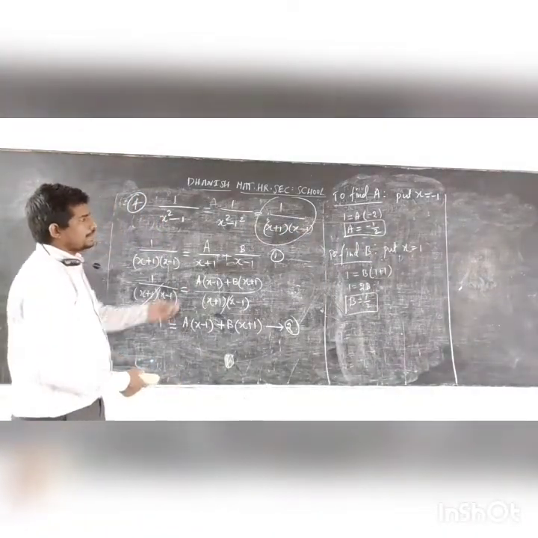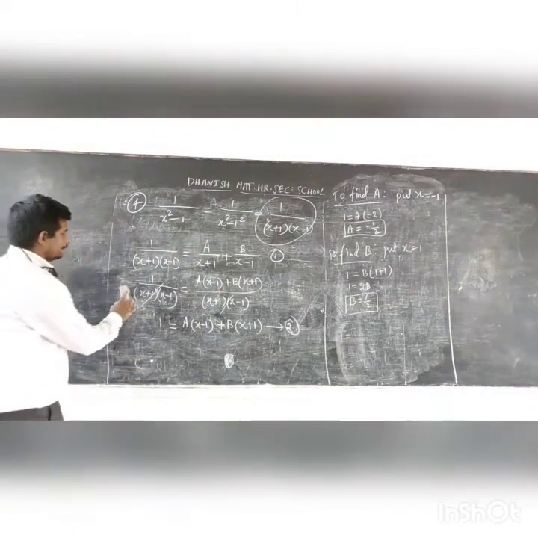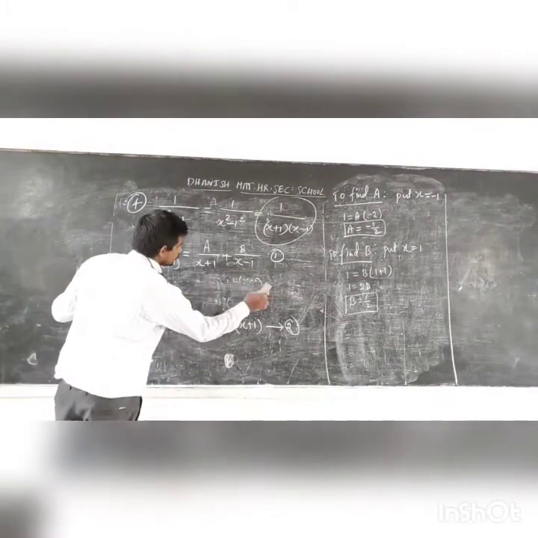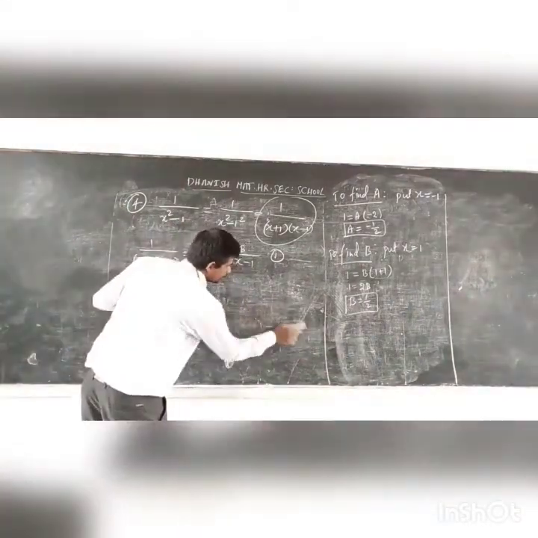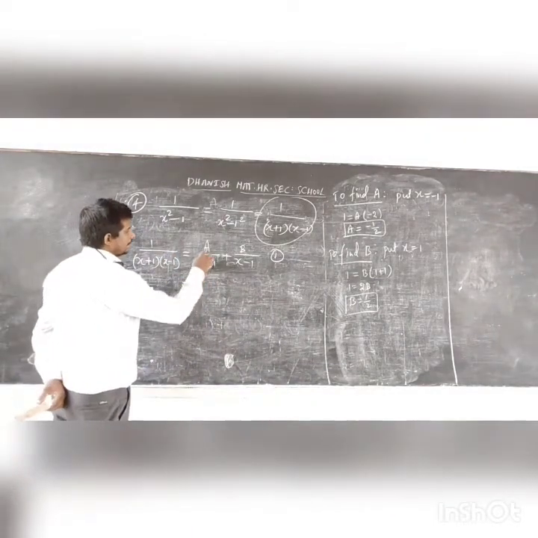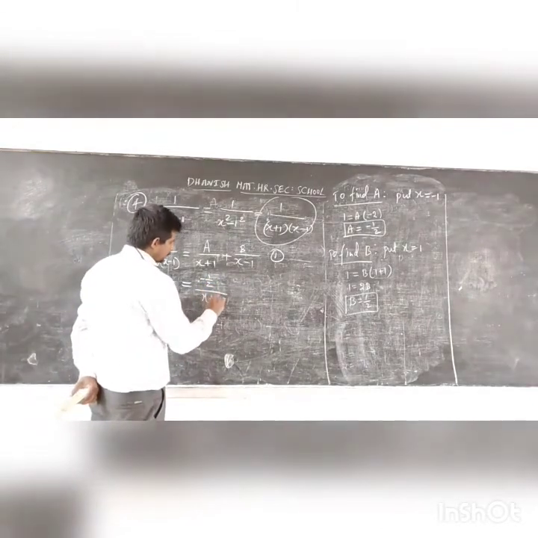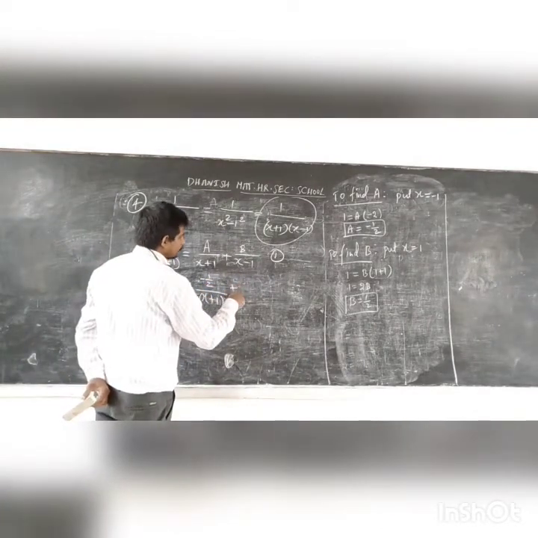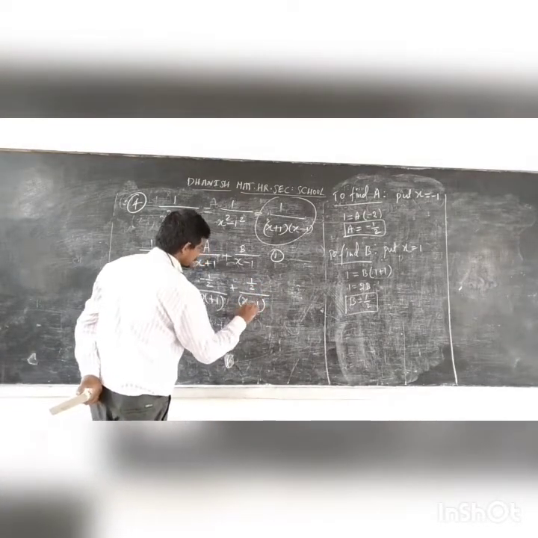Now I'm going to substitute A and B in equation number 1. So now I'm going to substitute in this equation number 1. So this is A, what's our A? Minus 1 by 2 divided by x plus 1. So plus B, what's our B? 1 by 2 divided by x minus 1.